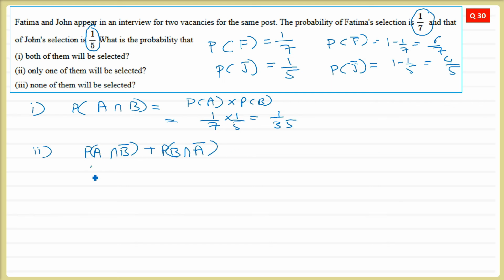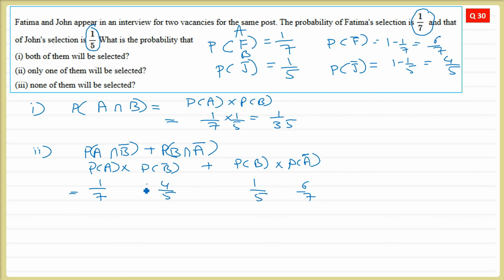This is nothing but PA multiplied by PB bar or PB complement plus PB multiplied by PA bar or PA complement. All these values are known to us. PA is 1 by 7, PB is 1 by 5, PA bar is 6 by 7, PB bar is 4 by 5. So this is A and B, F is A, J is B. So 1 by 7, 6 by 7 for PA and PA bar. PB is 1 by 5, PB bar is 4 by 5. So just multiply these and add them. So this is going to be 2 by 7.